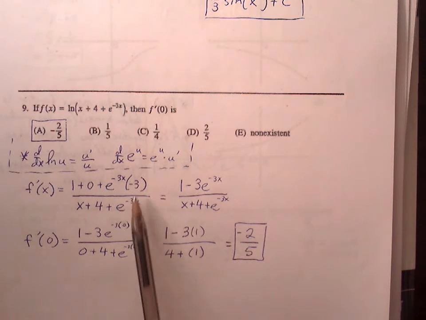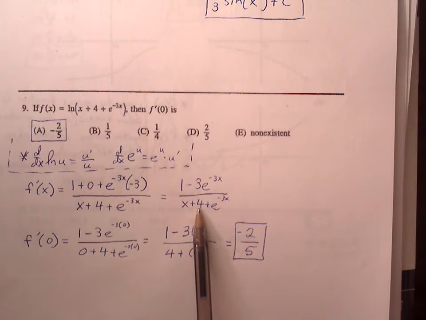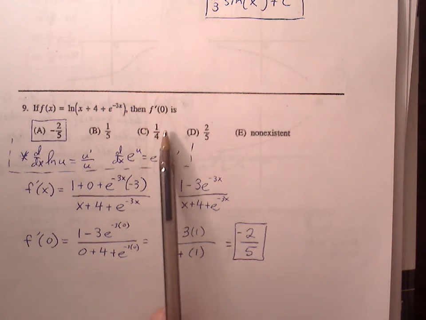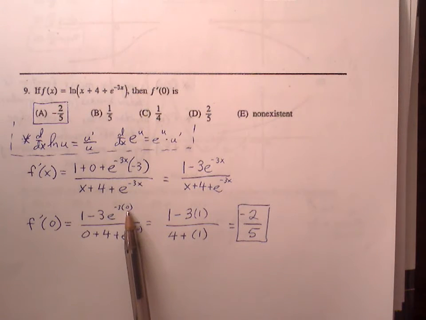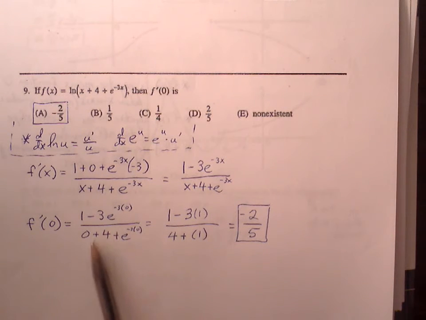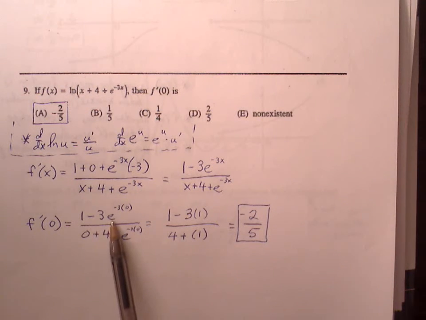I clean this up a little bit. I push the negative 3 in front of the e. And now we have a slope formula, which we can evaluate further by plugging in 0. So replace every x we see with 0. So e to the 0 is going to be 1, so 1 times negative 3 is negative 3. E to the 0 here, that's also 1 as well, so we get 1 minus 3, which is negative 2, 4 plus 1, which is 5.